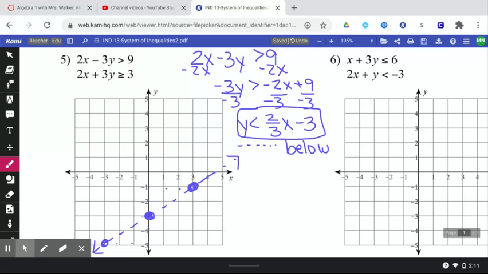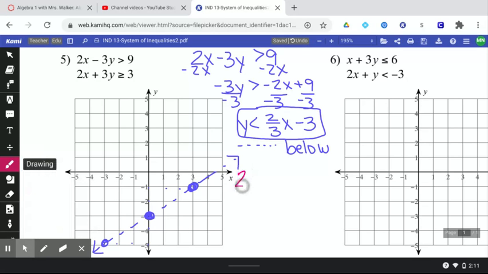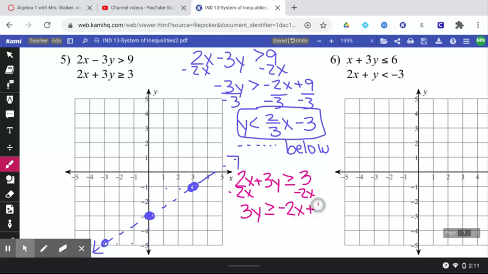All right, now for our second inequality, let's get a different color going. So we got 2x plus 3y is greater than or equal to 3. Subtract our 2x over. So we got negative 2x, and our 3 is positive, so bring that down. This time we're dividing by a positive, so we don't have to flip it. But we got negative 2/3 x plus 1.